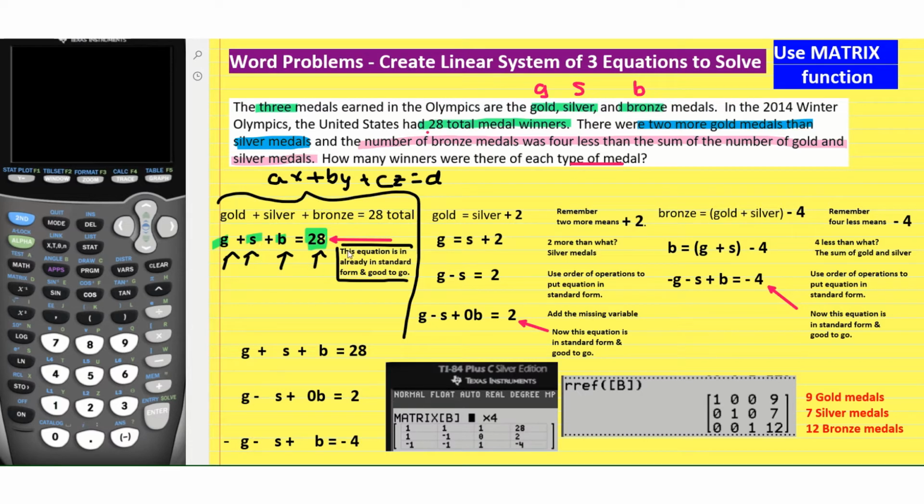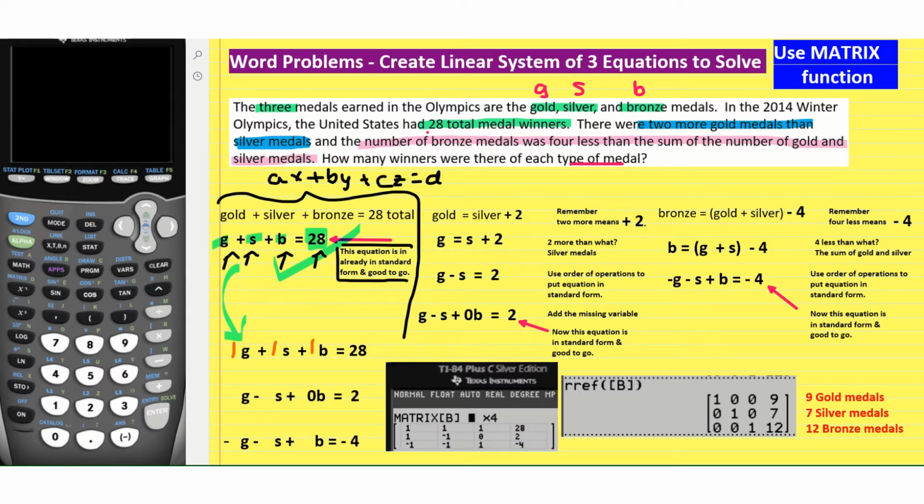So we're going to go ahead and accept that one as the one we're going to work with, and we'll go ahead and just move it down here. The only thing we need to remember is that we have invisible coefficients. We have an invisible coefficient of 1, and another invisible coefficient of 1, and a third invisible coefficient of 1.